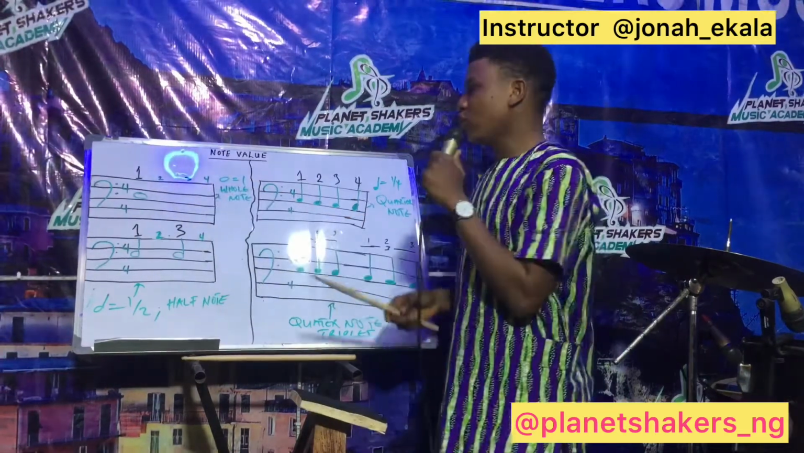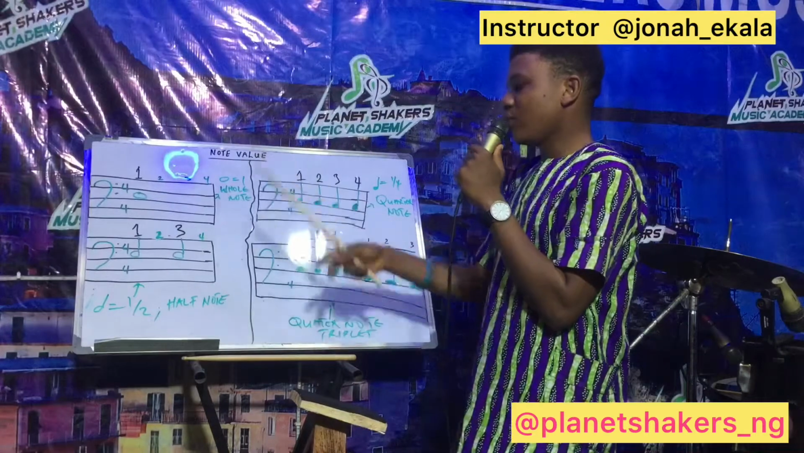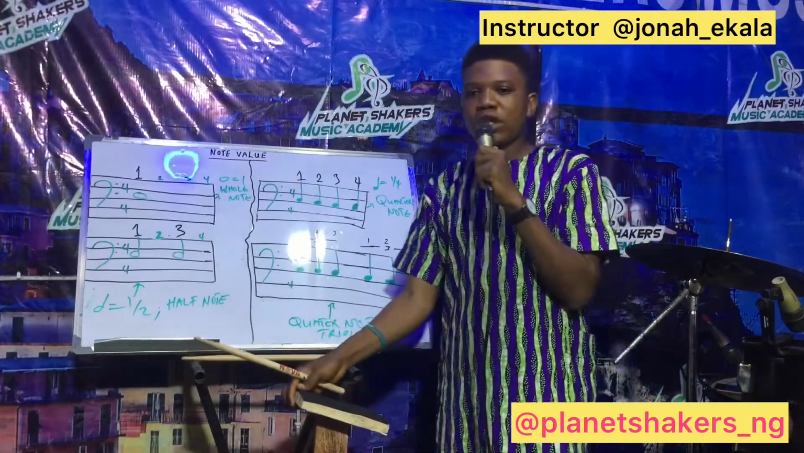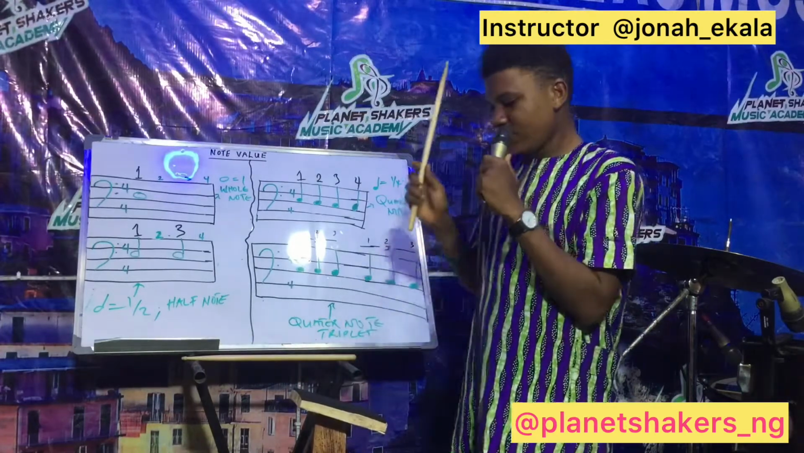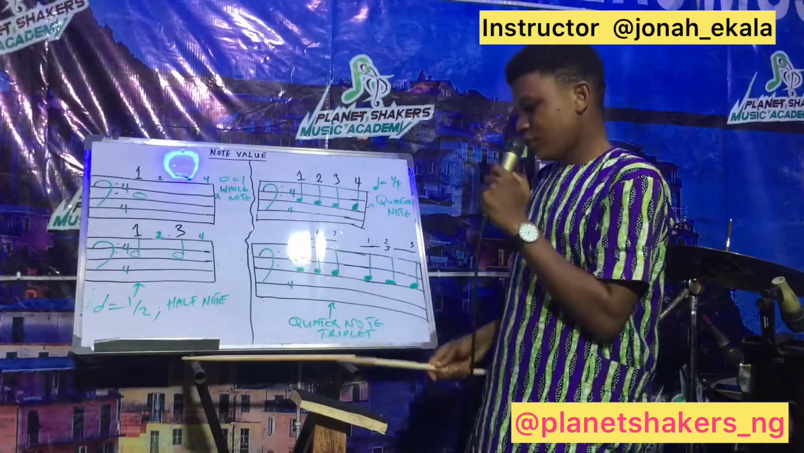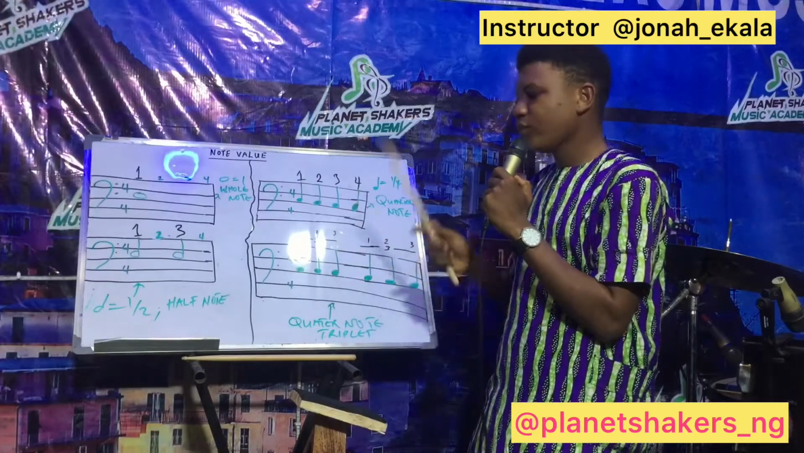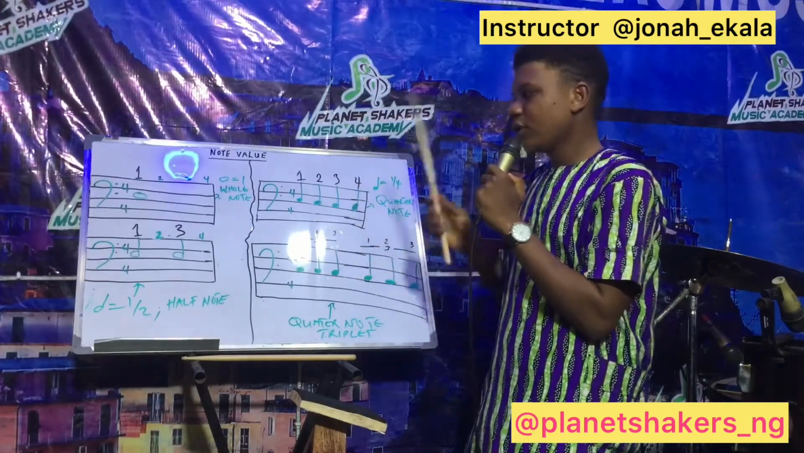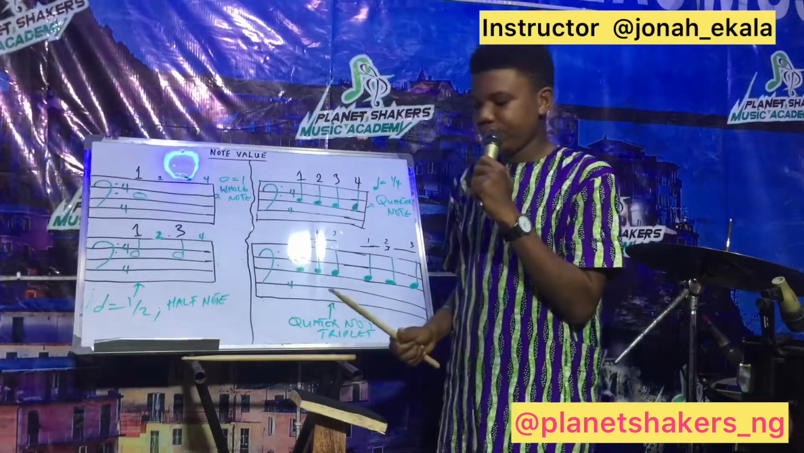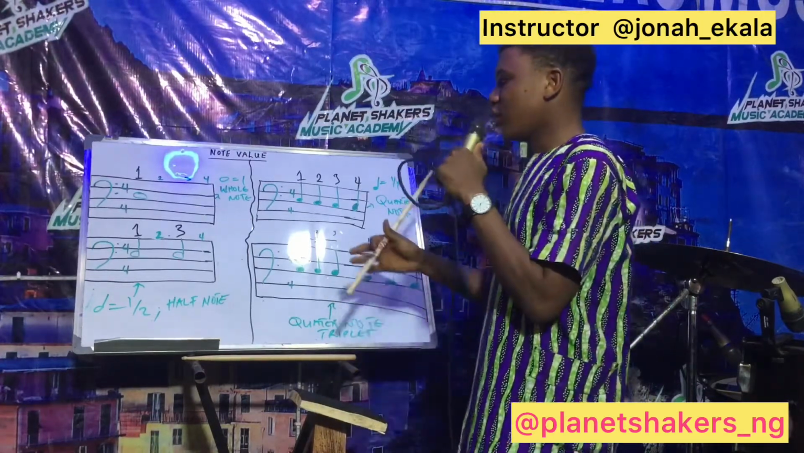I'm going to make an example for us now, using the metronome, playing at 70 beats per minute. 1, 2, 3, 4. 1, 2, 3, 4. 1, 2, 3, 4. 1, 2. So that's that about the O note.